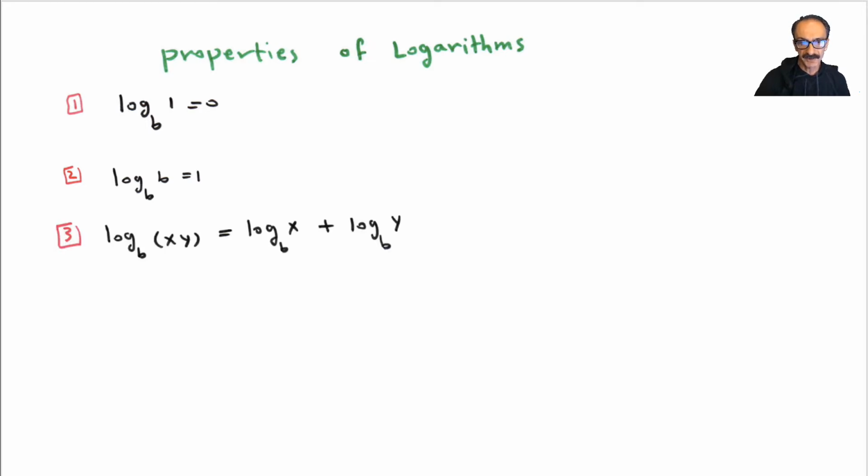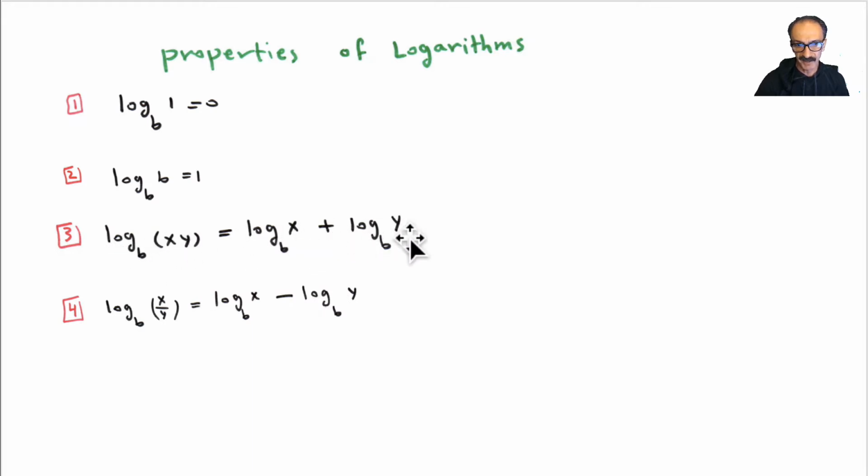Log the product of x and y will be the sum of two logs, one for x and one for y. It's almost like saying you're going to distribute the log, but you're going to have a plus sign in between them. Keep that in mind. Number 4. Log the quotient of x and y will change to log x minus log y. So in case of the product, it's a plus, and now here it's a minus.